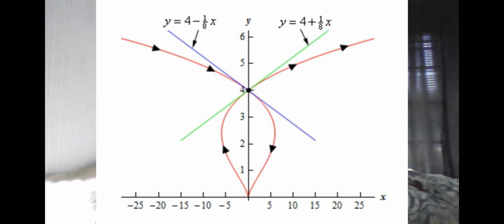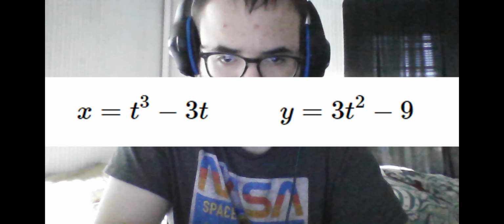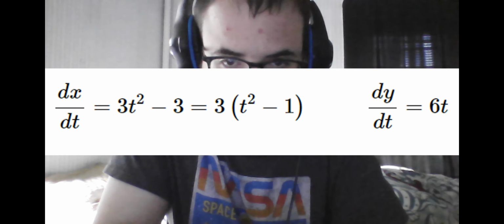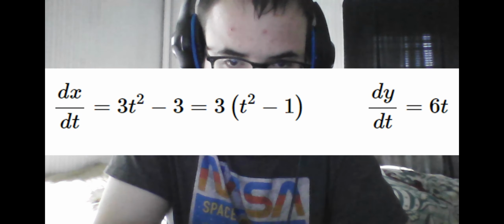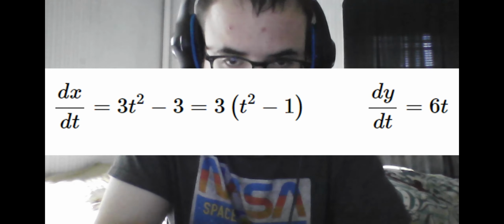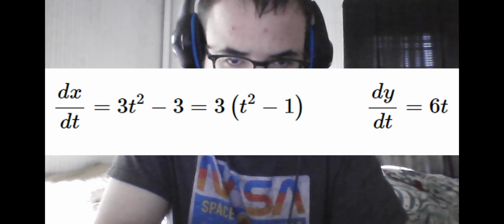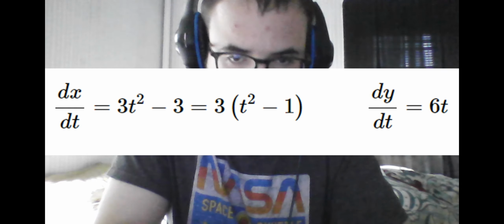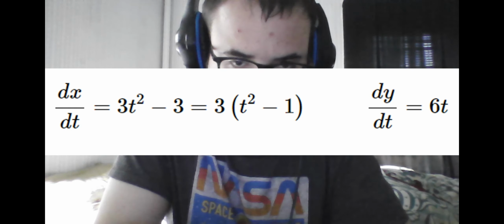We can see a horizontal or 0 tangent is when the numerator is 0, and likewise a vertical or undefined tangent is when the denominator is 0. So if we were given this set of parametric equations, we would take the derivative of x and y with respect to t, see that it has a horizontal slope when 6 times t equals 0, or simply when t equals 0, and it has a vertical slope when 3 times t squared minus 1 equals 0, which means in turn t must be positive or negative 1.